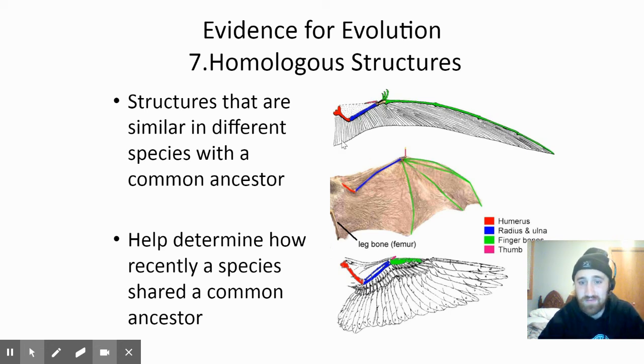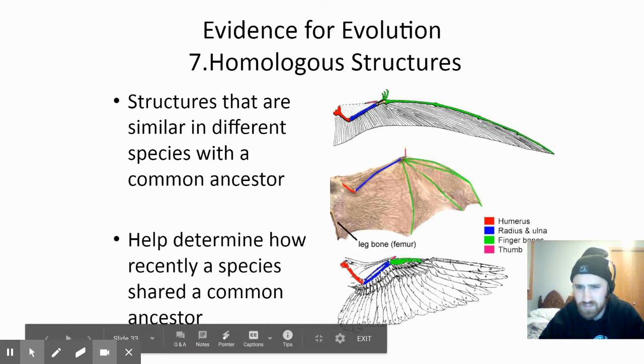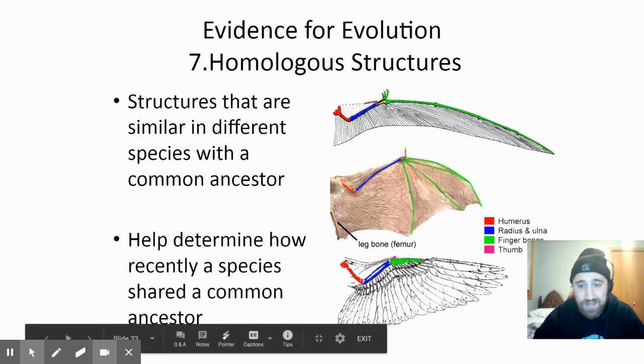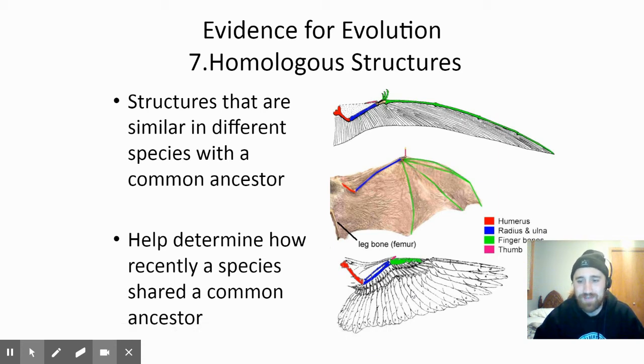So we look at here, we have different wings, but they're very similar in bone structure. We have the ulna and the radius, which I believe is what this is. Oh yeah, it actually gives me here. We have the radius and the ulna, which are blue. Then we have the humerus, which is red. They all have a humerus. They all have finger bones. And they all actually have a little thumb bone as well. So they all have the same exact bone structures, proving that they have the same common ancestor. These are homologous structures. Homo meaning same ancestor.